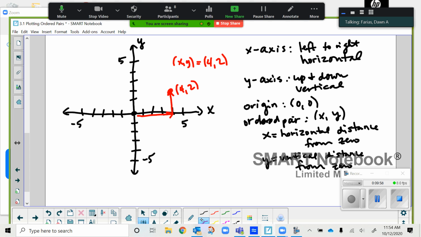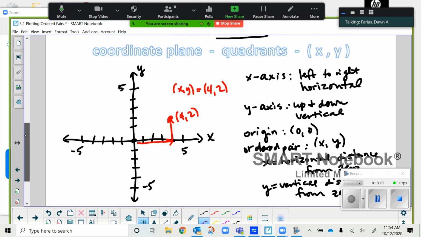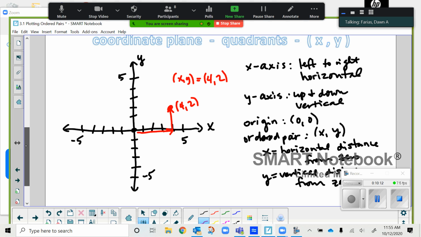And the last thing we want to talk about on the coordinate plane are the quadrants. So that word quad means 4. And in the coordinate plane, the four things that we have, this XY axis breaks the plane up into four pieces. The first one is this positive area. This is quadrant 1, and we use Roman numerals for that.